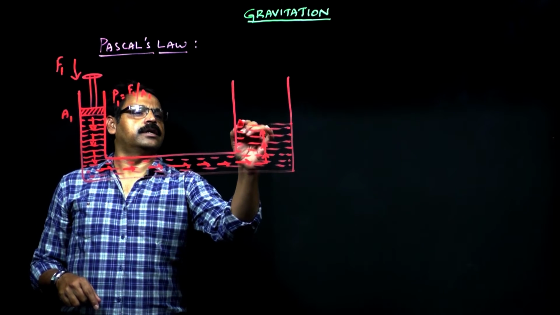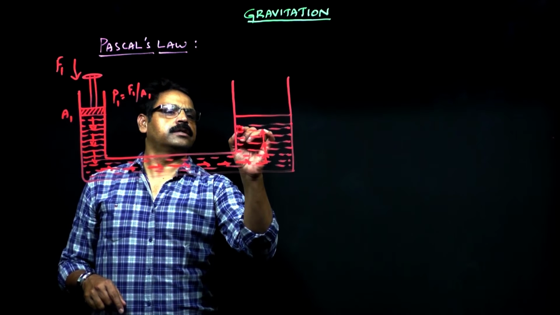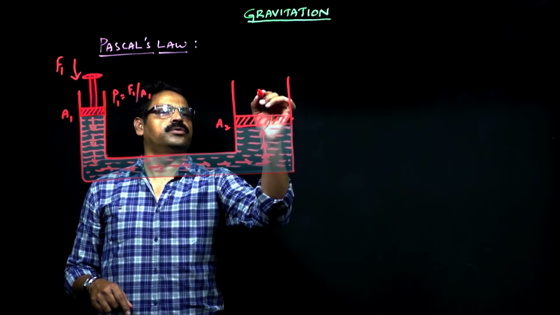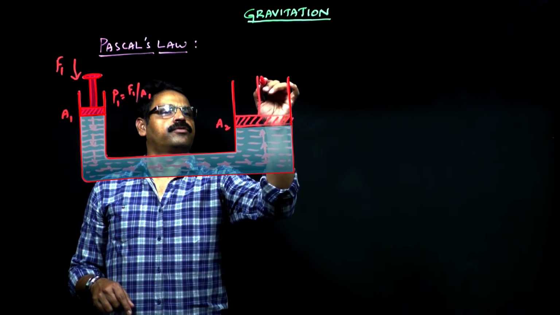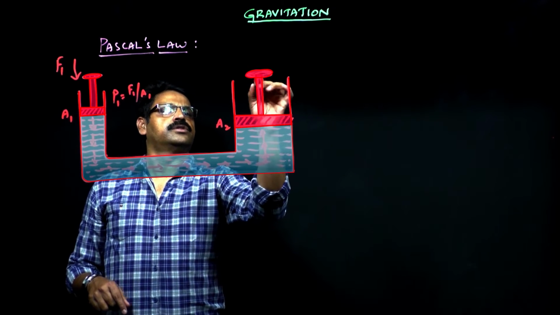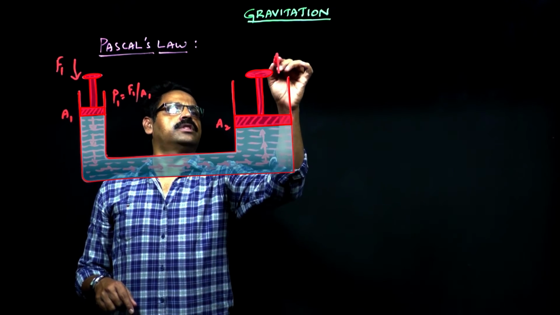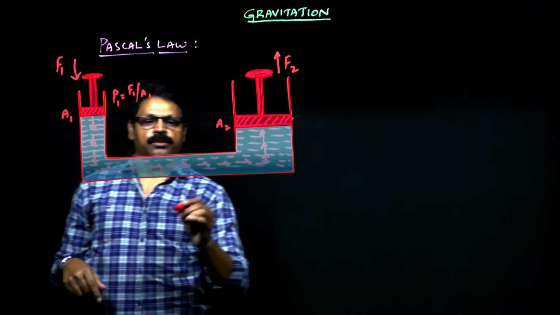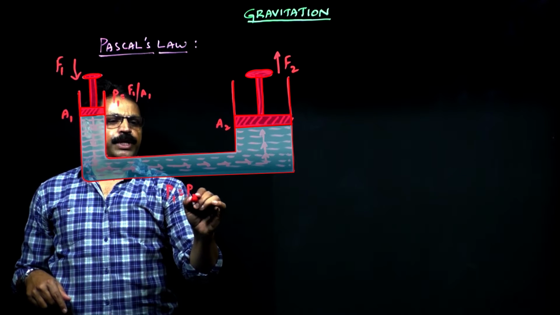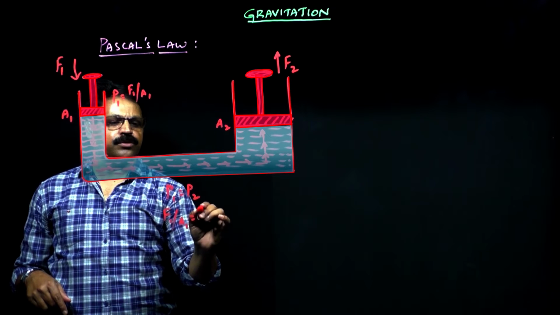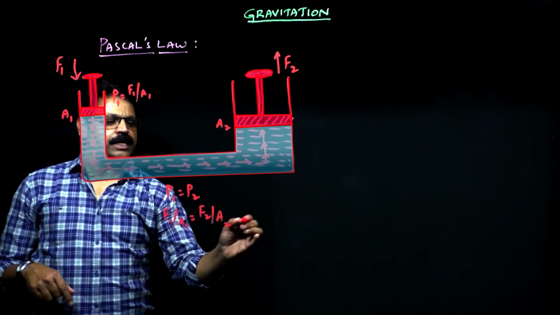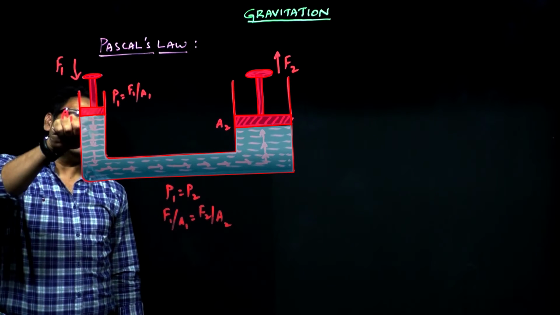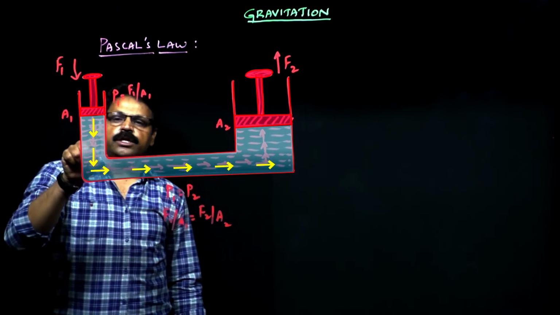Whenever a pressure is exerted, here you have a different cross-sectional area. The piston has a different cross-sectional area A2, and here you have a handle over here. So this pressure will be acting on this handle. When this is pushed down, this will be lifted up with a force F2. So according to Pascal's law, P1 is equal to P2, which means F1 by A1 is equal to F2 by A2, which indicates that whenever pressure is exerted on the fluid, that pressure will be transmitted equally through every point.